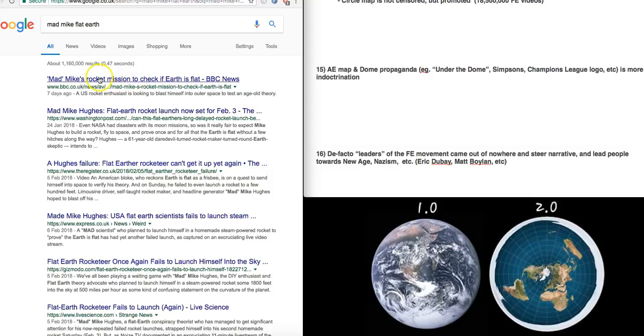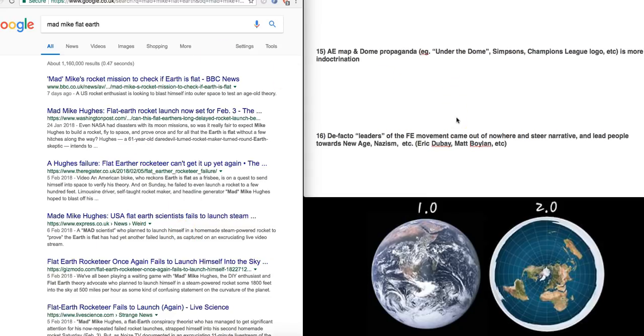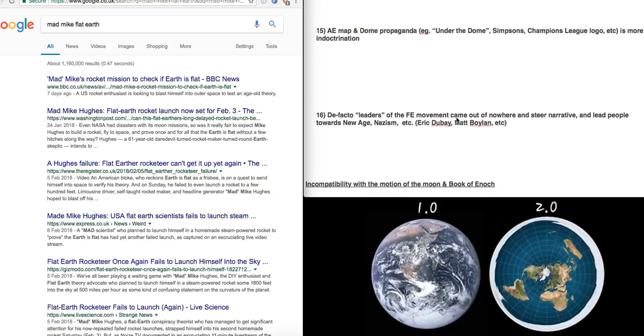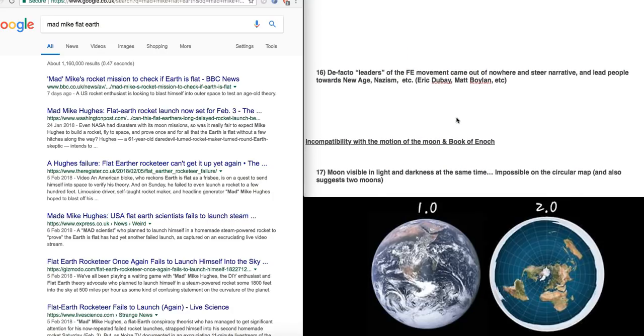See, BBC's even talking about this to check if the Earth is flat. Mad Mike. It attaches a stigma to flat earthers. He's a Mad Mike dude. A daredevil. I mean, he fails, which doesn't prove anything. I mean, this was just a psyop to get people talking about how insane flat earthers are. Going to shoot a rocket of himself up. It's just crazy. But anyway, moving on.